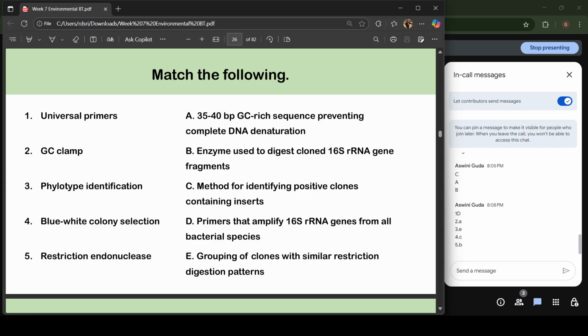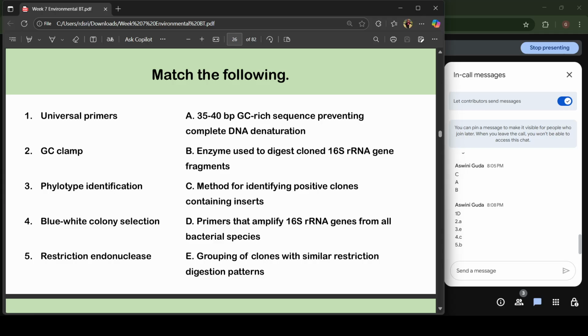And blue white colony selection is a method for identifying the positive clones containing inserts. So we have a plasmid vector and the gene PCR product we will insert into the plasmid and then put it into a microbial cell and take it for screening. Based on whether the insert has been attached to the plasmid or not, we get blue and white colonies, and then we know which cells are recombinant and which cells are not.